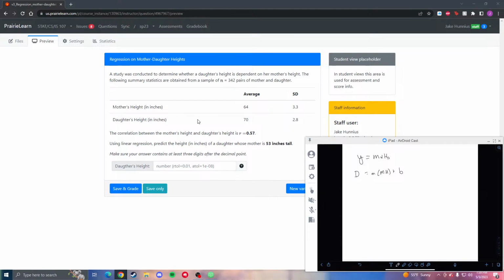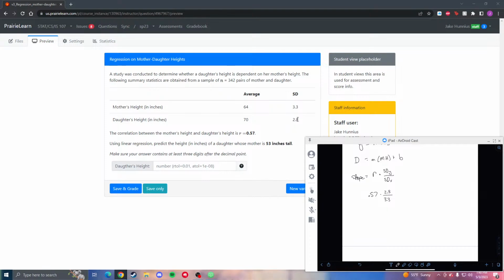So the slope is going to follow the equation of r, our correlation coefficient, times sdy over sdx. So that's how we calculate slope in this question, I believe. It's been a minute since I've done this, but from what I remember from office hours, it's this. So we have our r is 0.57, so we're just going to plug that in. Our standard deviation of y is 2.8. And then our standard deviation of x is 3.3.